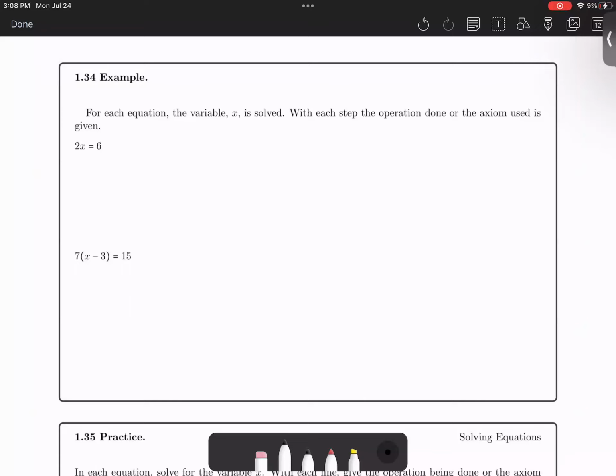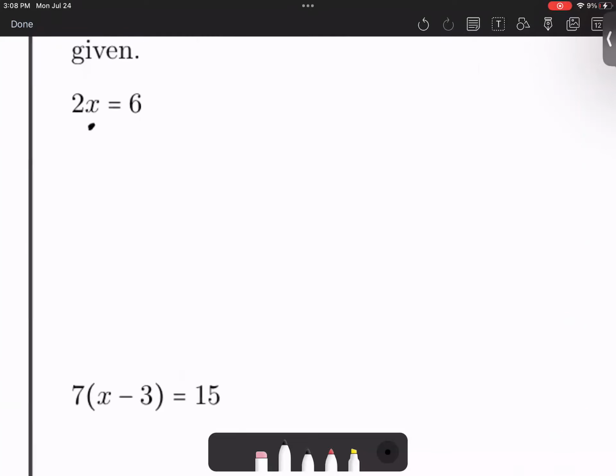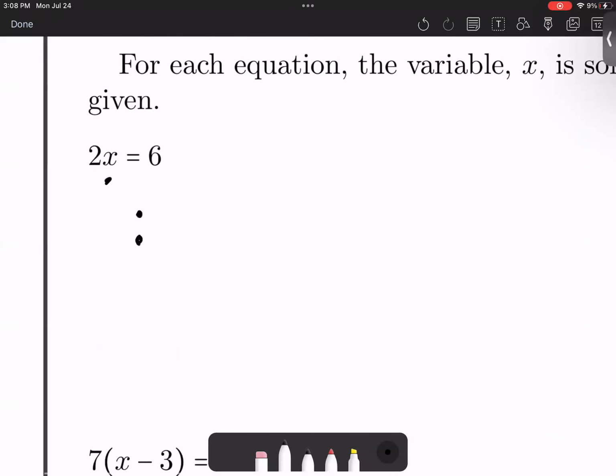I want to solve each equation for the variable x. So I want to get this x by itself. Right? I'm looking for, after a bunch of algebra, x is equal to something that doesn't have any x's in it, right? Like x is equal to 7 or x is equal to 3, something.